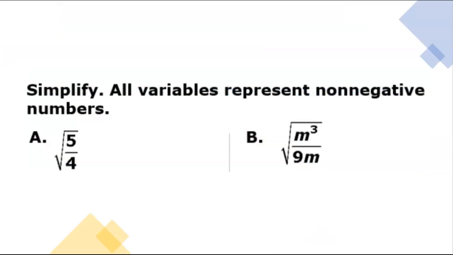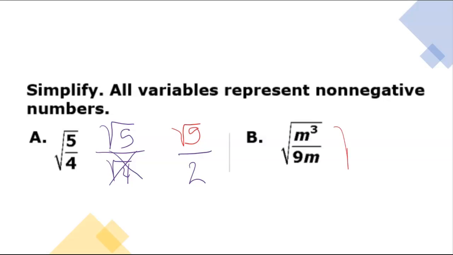Let's try some. 5 and 4. This is the same thing as saying the square root of 5 over the square root of 4, correct? What's the square root of 4? 2. What's the square root of 5? Don't know, don't care. You can have a square root on the top. We're going to leave that up there. There's no perfect square that's a factor of 5, so we're just going to leave it just like it is.